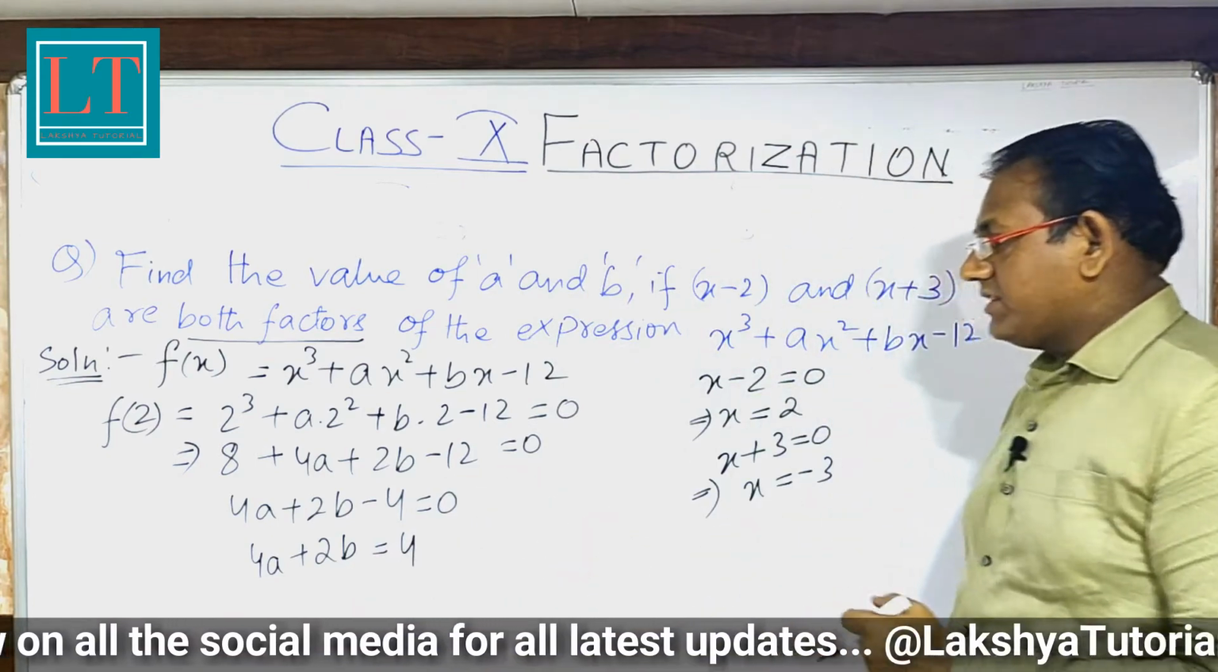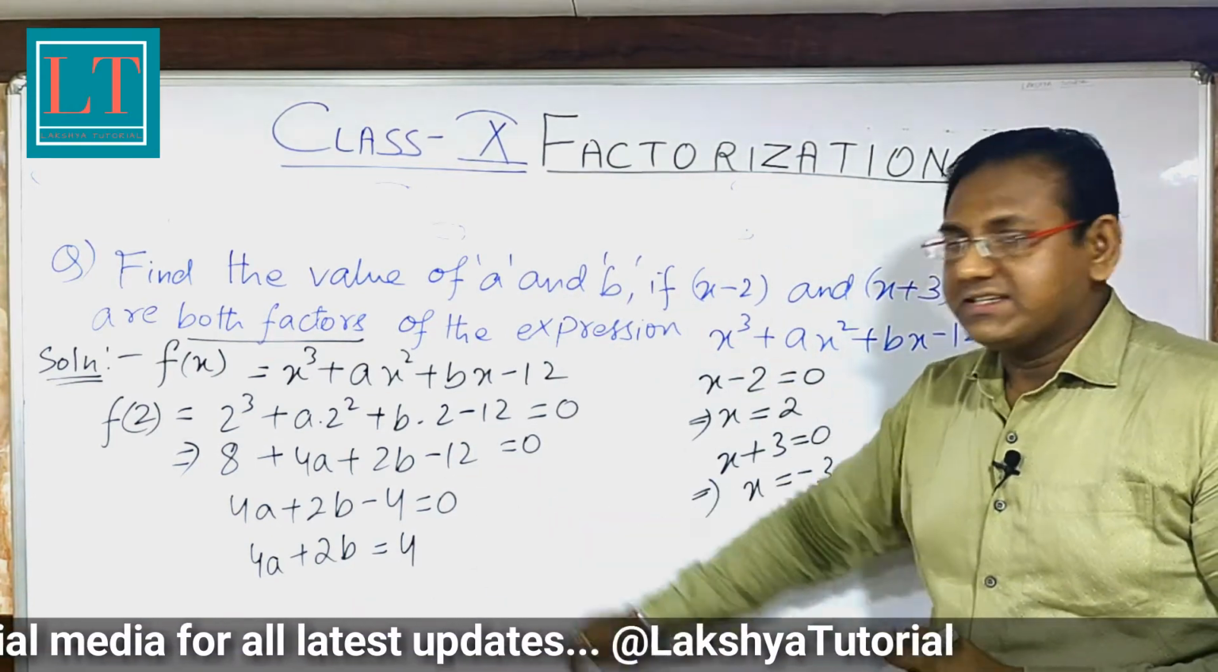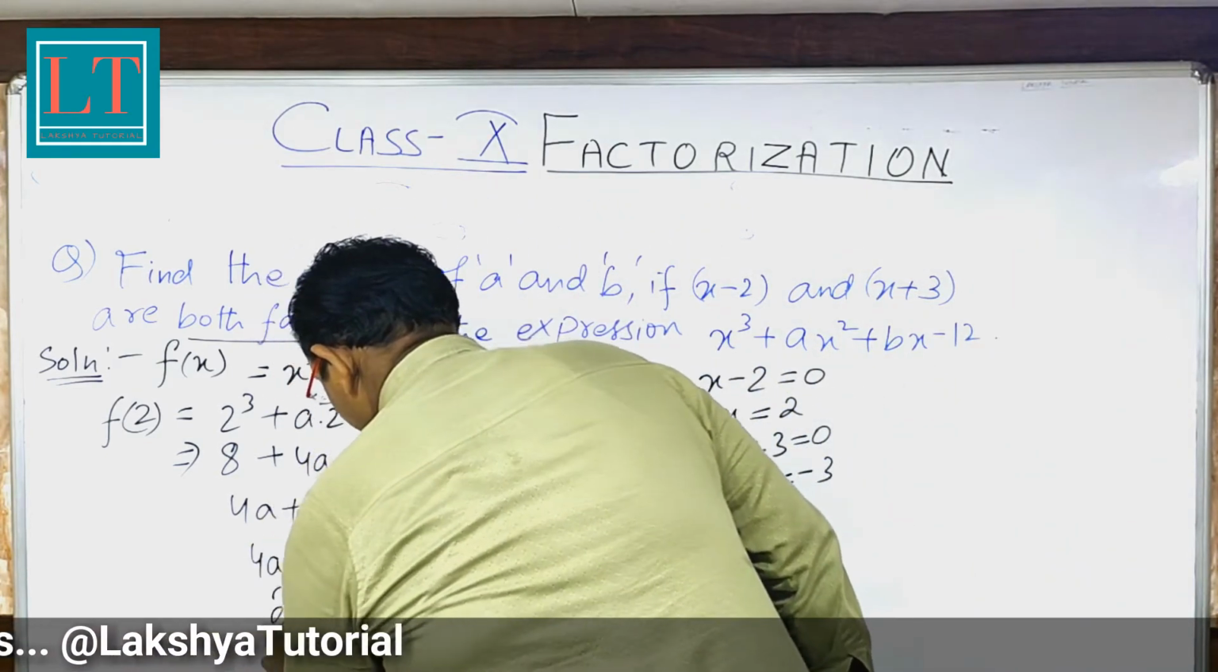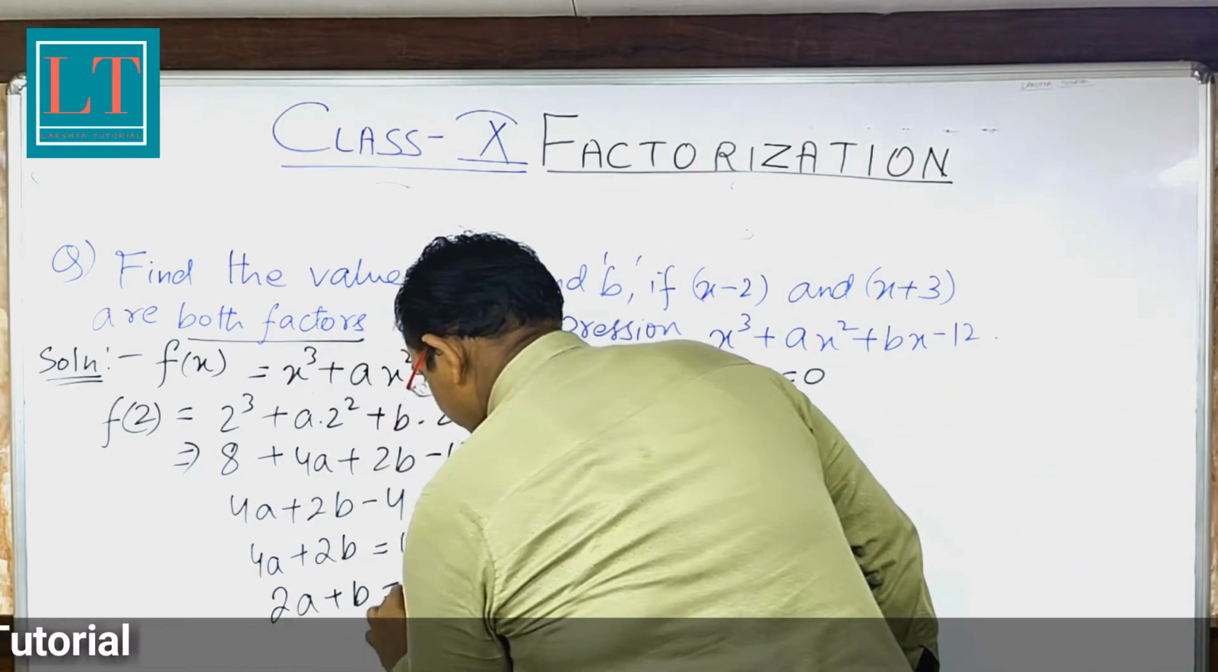We take this 4 to the other side. So we got this expression. Now this expression can be simplified further by writing 2a plus b equals 2.